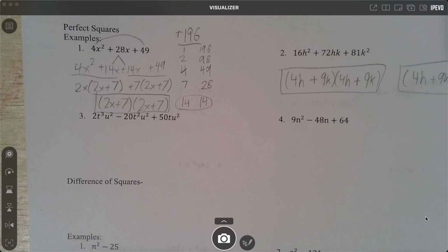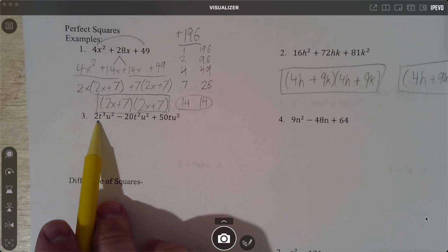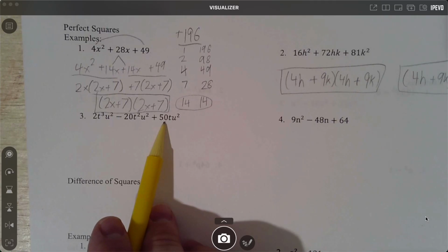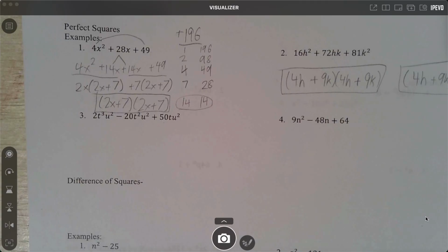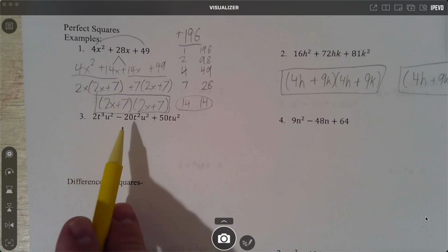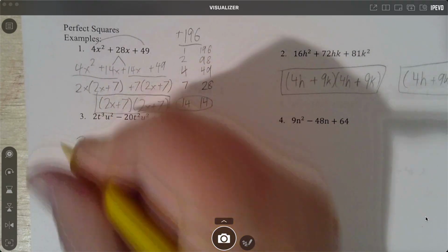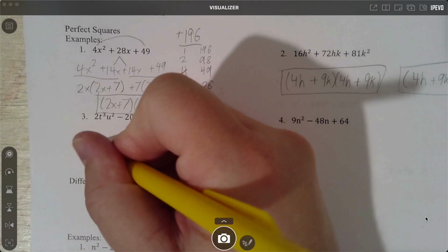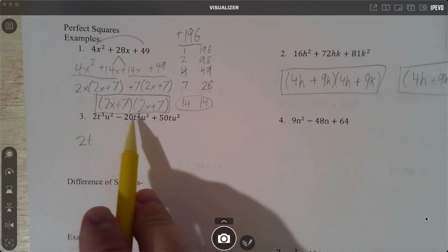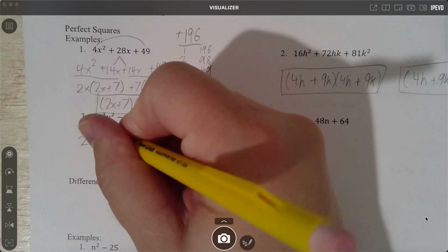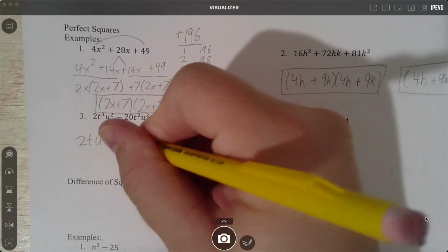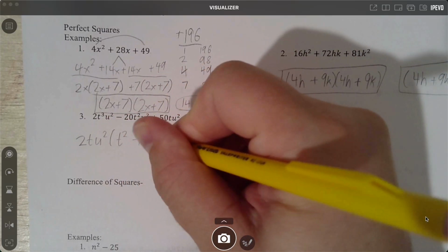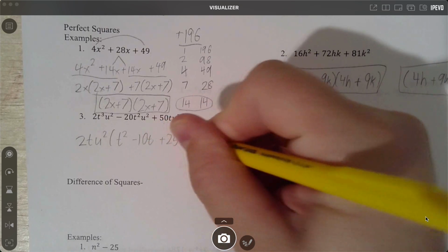This next one's a little interesting because I don't see a perfect square here. That's a 2. That's not a perfect square. That's a 50. So what's going on here? Well, don't forget that there's always the question of, is there a common factor? If you look at 2, 20, and 50, there's actually a shared 2. And don't stop there. If you look at t cubed, t squared, and t, there's actually a shared t. If you look at u squared, actually u squared comes out of everything. Let's see what we're left with now. We're left with t squared minus 10t plus 25.